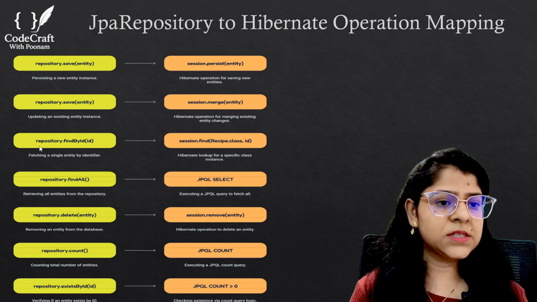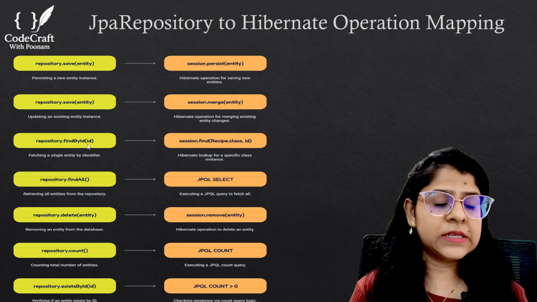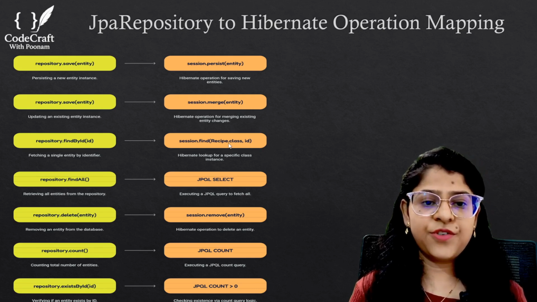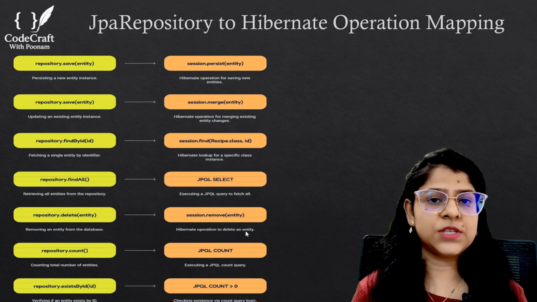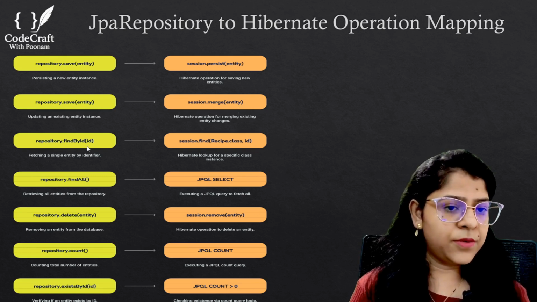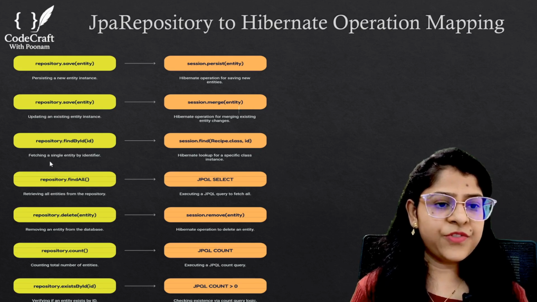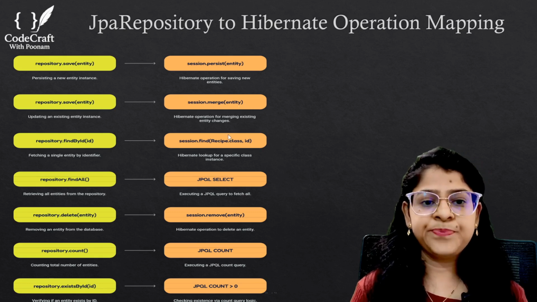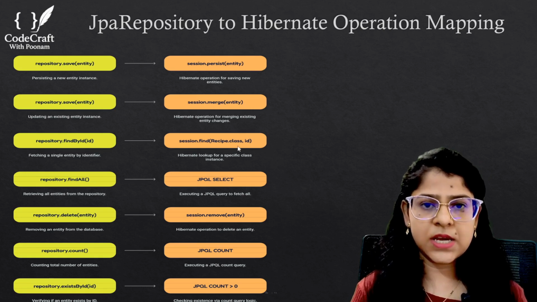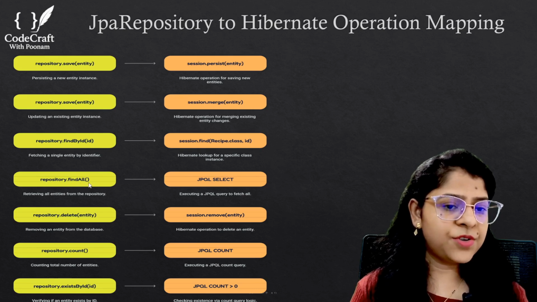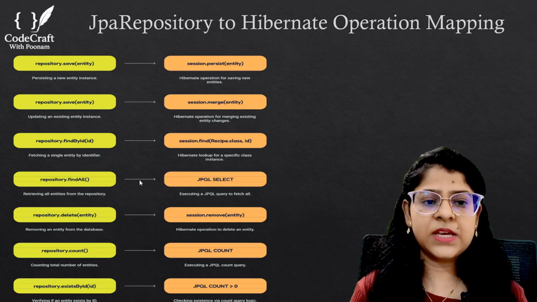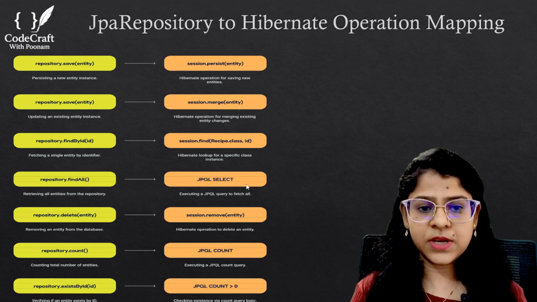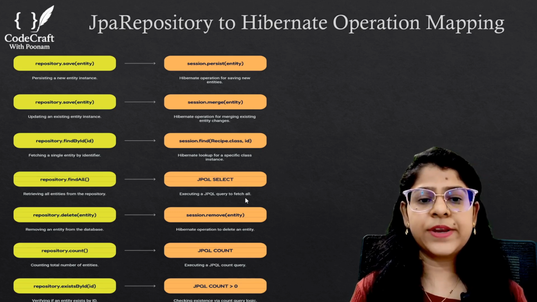Next, repository.findById. This will map to session.find, that is Recipe.class comma ID. All these things we have used in our previous sessions, right? So this is used to fetch a single entity by identifier, whereas session.find is the Hibernate lookup for a specific class instance. And then coming to the repository.findAll method. This will retrieve all entries from the repository, and this will map to a JPQL select. So this will execute a JPQL query to fetch all.